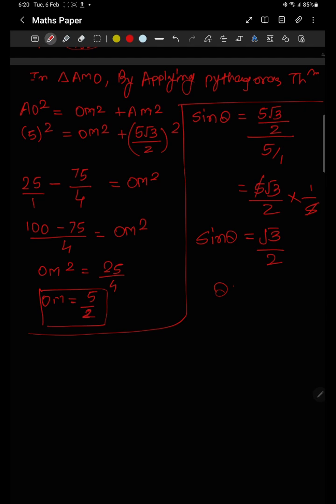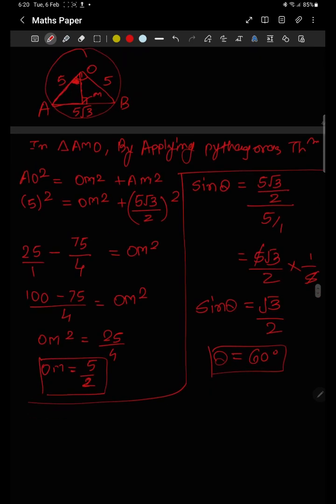Sin 60 is root 3 by 2. So small theta I got 60. So here guys, if you can check, no need to find out the value of OM with the help of Pythagoras. Directly you can find out the value of theta with the help of this sine. So the whole angle is nothing but double of it. So my central angle is 120, 60 plus 60.